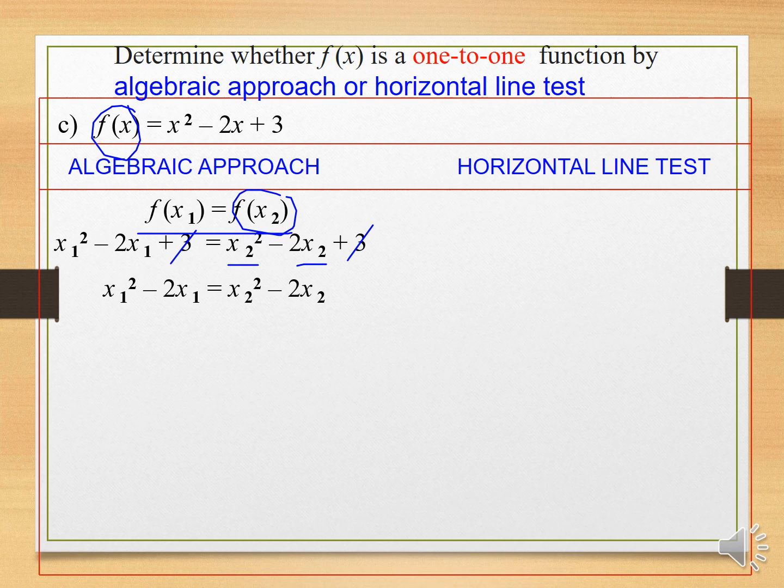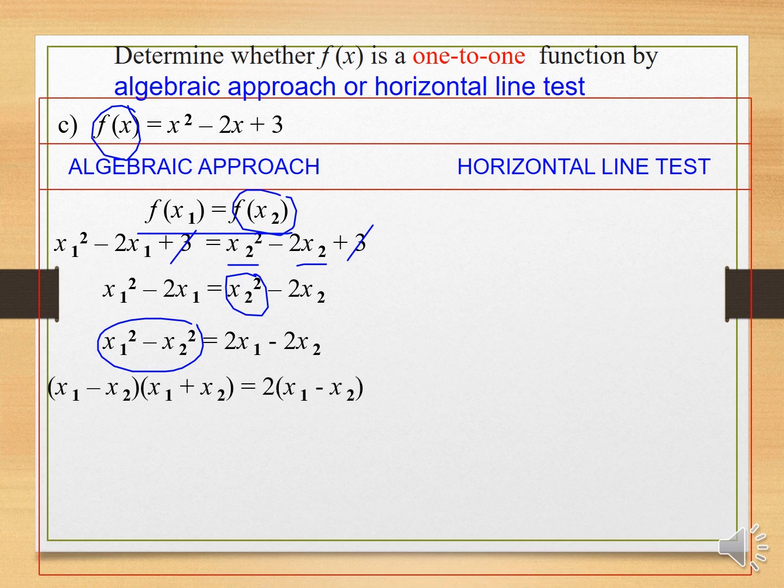We need to simplify this equation. We have x1 squared minus 2x1 equals x2 squared minus 2x2. What can we do? We can factorize x1 and x2. Therefore, group x1 squared and x2 squared together: x1 squared minus x2 squared equals 2x1 minus 2x2. Now x1 squared minus x2 squared can be factorized, becoming (x1 minus x2) times (x1 plus x2).